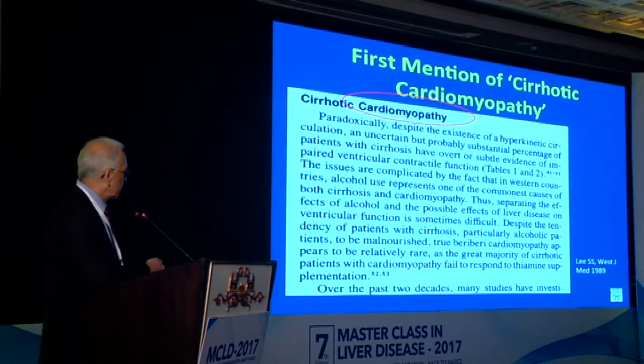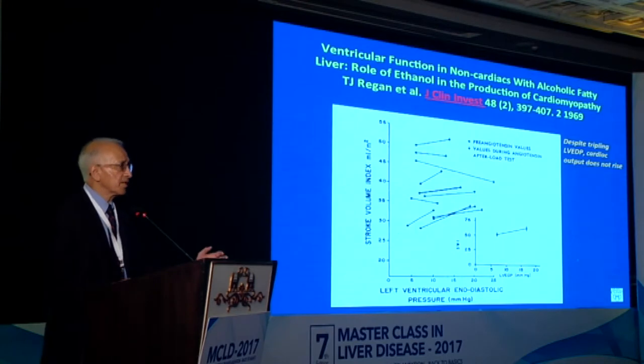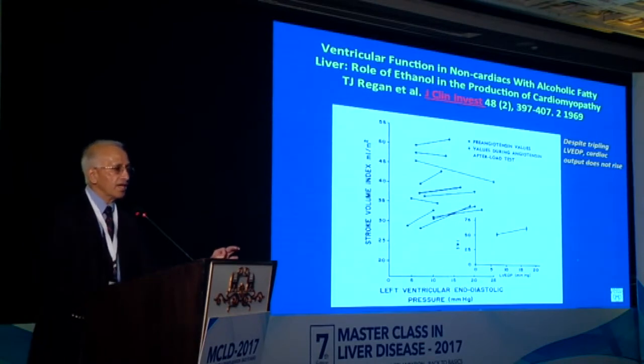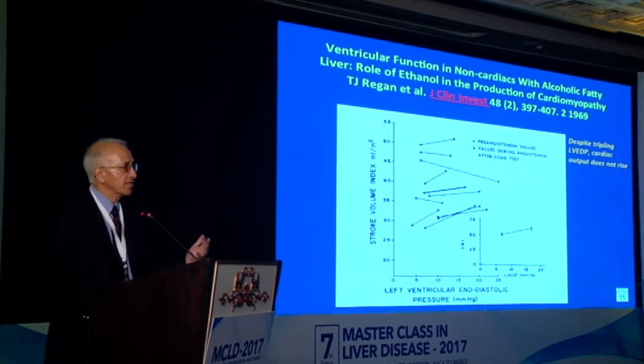So cirrhotic cardiomyopathy, the first mention of this is Sam Lee in 1989. But if you look at the literature, this is a paper way back in 1969. These were patients who were diagnosed as having alcoholic fatty liver. So these were called non-cardiacs, and Reagan infused fluid in them. And he noted, as you can see from the slide, that even though the left ventricular end diastolic volume almost tripled, cardiac output did not rise. And so he realized that patients with liver disease had cardiac dysfunction.